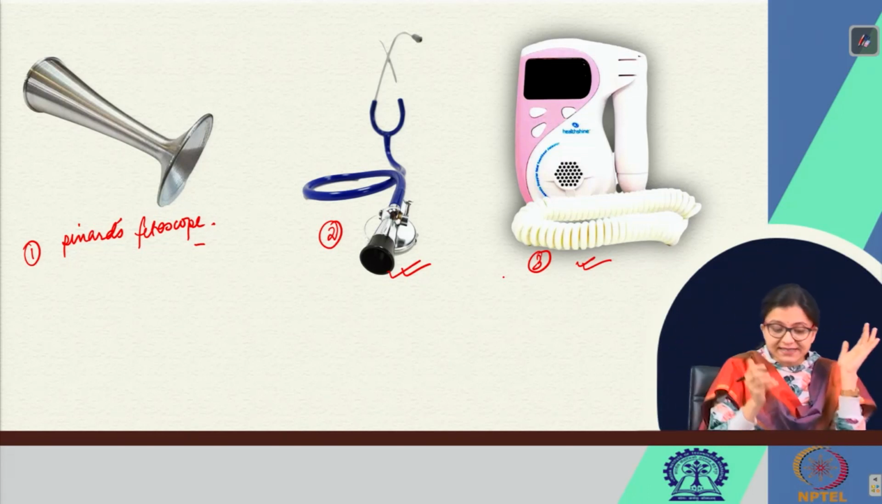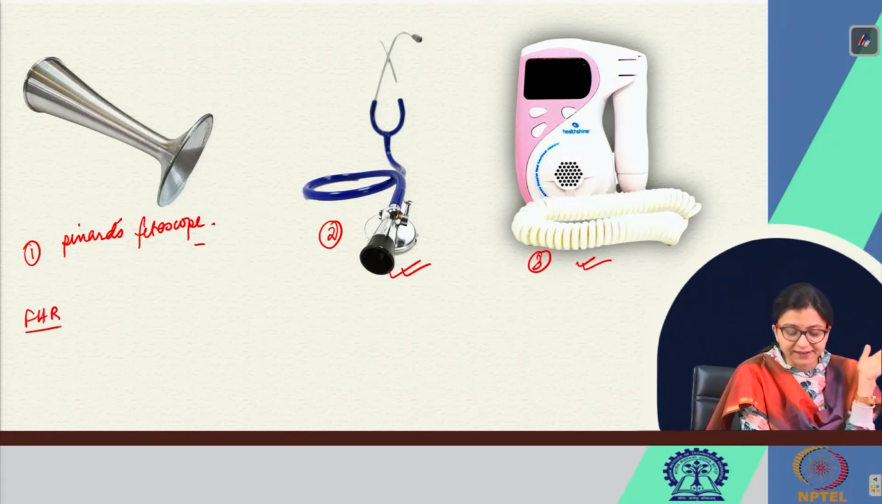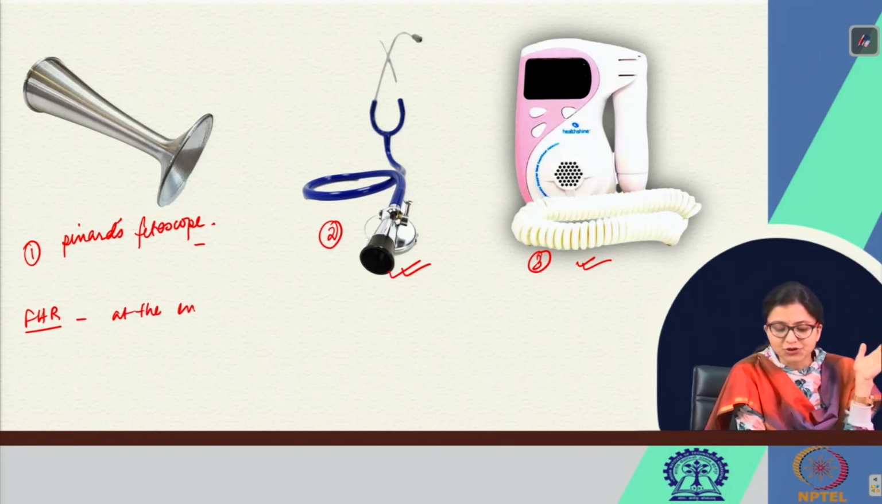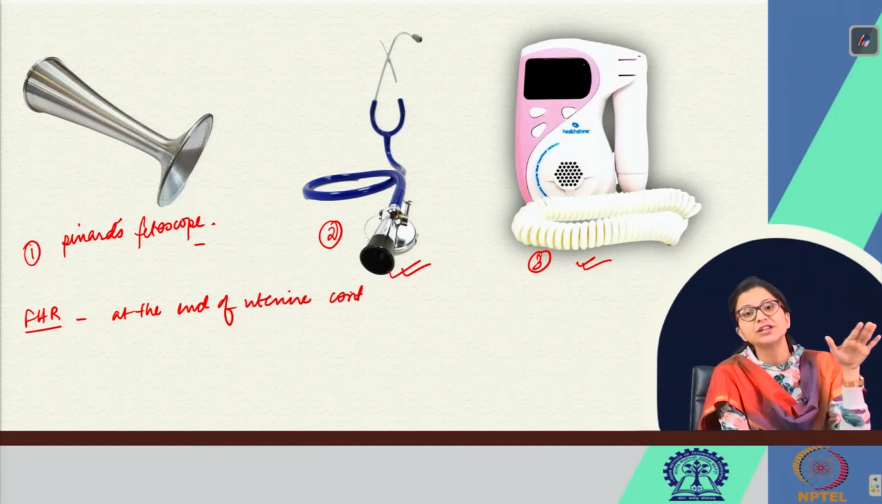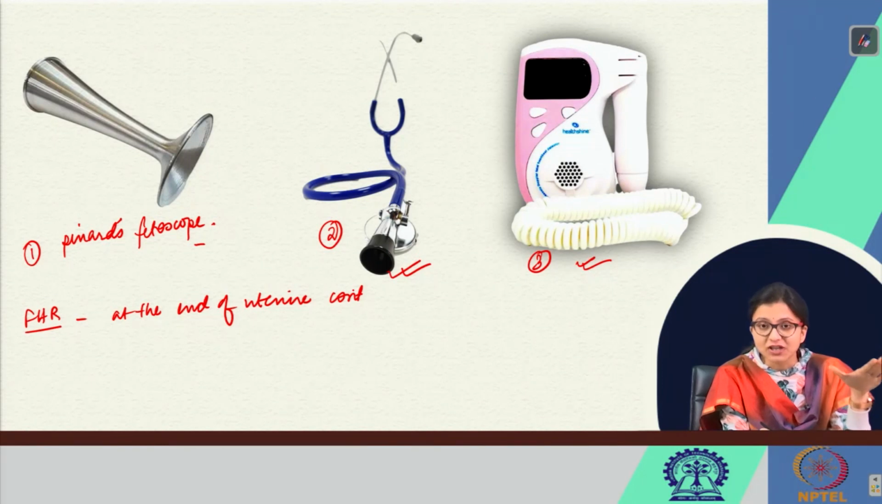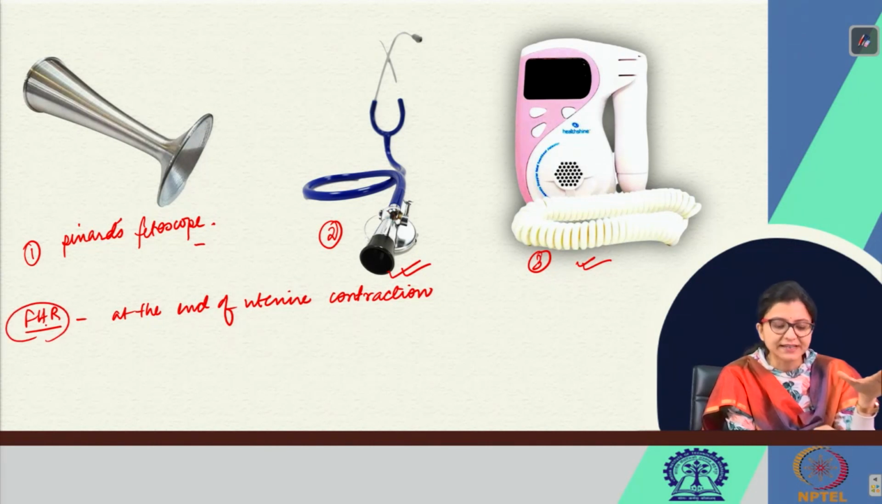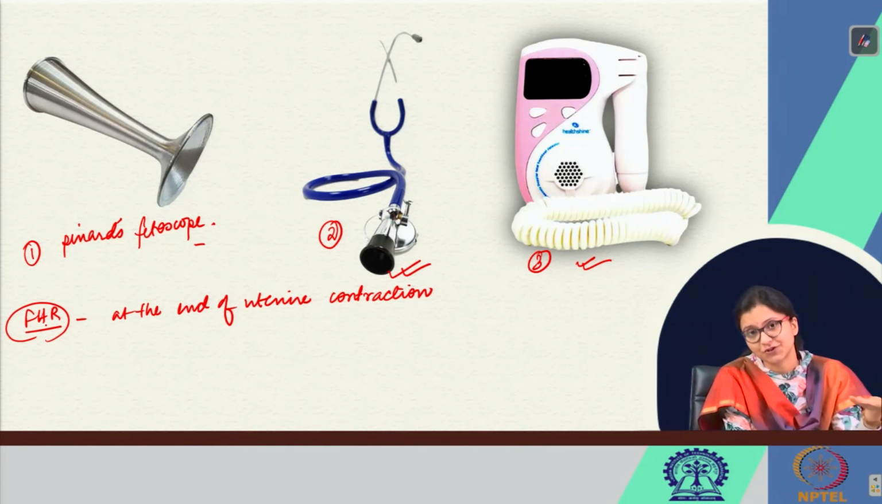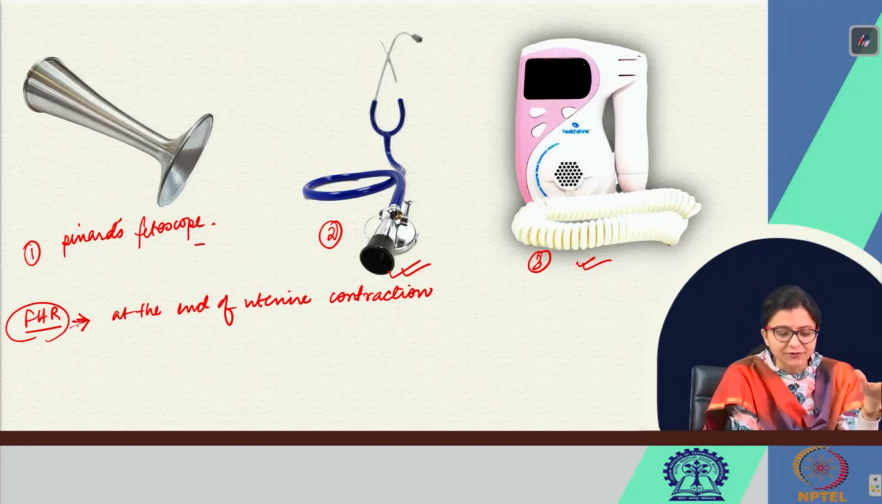And this FHR monitoring should be done at the end of the uterine contraction. So, when you palpate a uterine contraction by putting your hand on the mother's abdomen, just at the end of that uterine contraction, you need to monitor the FHR. Why? Because immediately after the uterine contraction, you need to assess whether there is a fall in fetal heart rate. So, that can be done when the fetal heart rate is monitored at the end. At the peak of the uterine contraction, you will not auscultate.